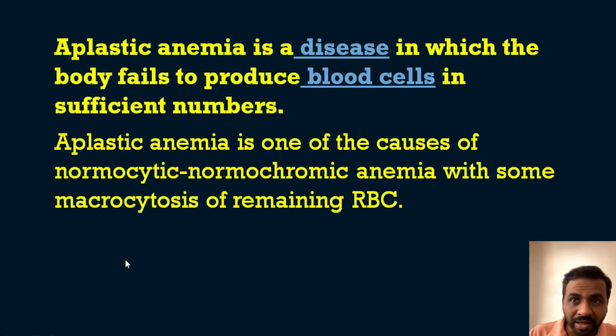Then another option was aplastic anemia. That is the answer for the question. We know that aplastic anemia is a disease in which the body fails to produce blood cells in sufficient numbers. So there will be a reduction in the number of RBCs, WBCs, everything. So aplastic anemia is one of the causes of normocytic, normochromic anemia. Many times it will be normochromic, normocytic, with some macrocytosis of the remaining RBCs. Okay, so the remaining RBCs will be macrocytes, not microcytes. So that is the answer for the question I have asked now.